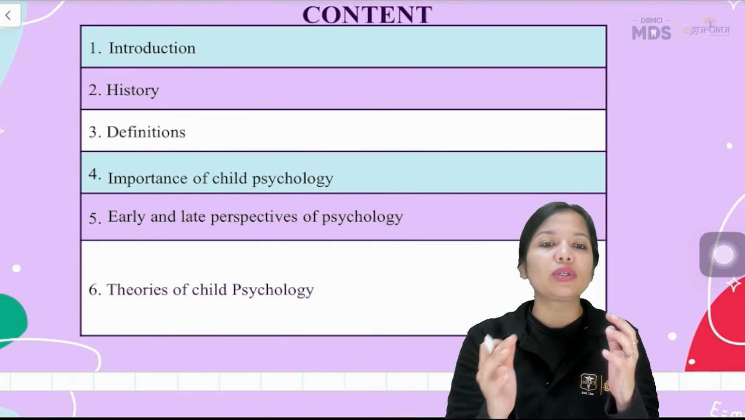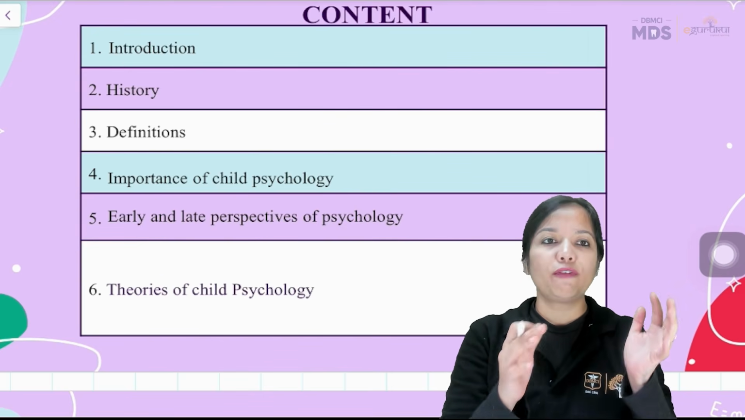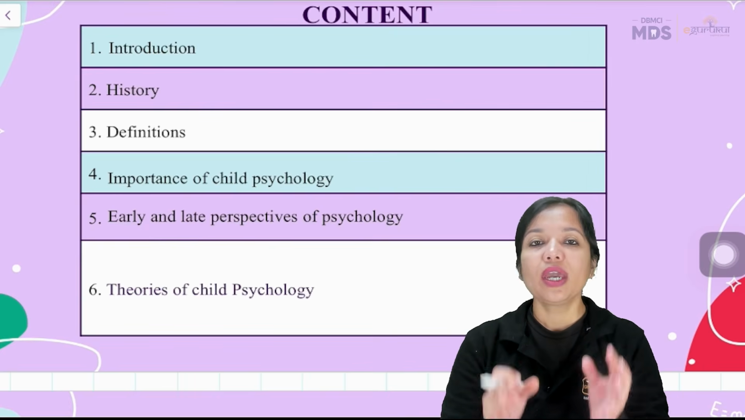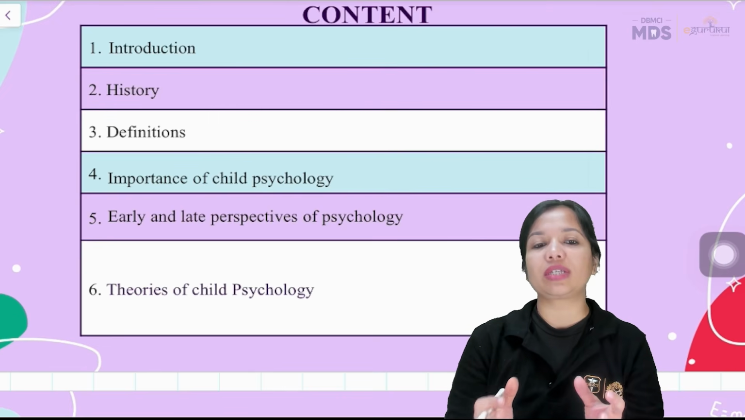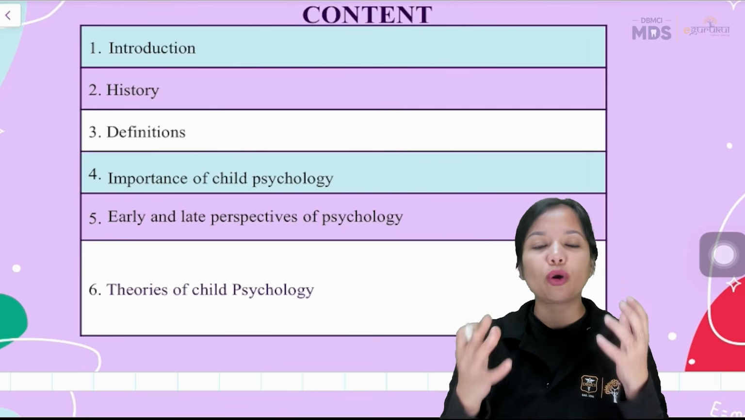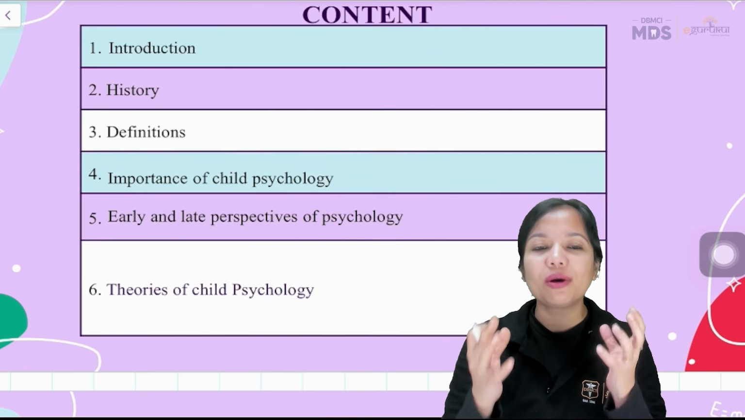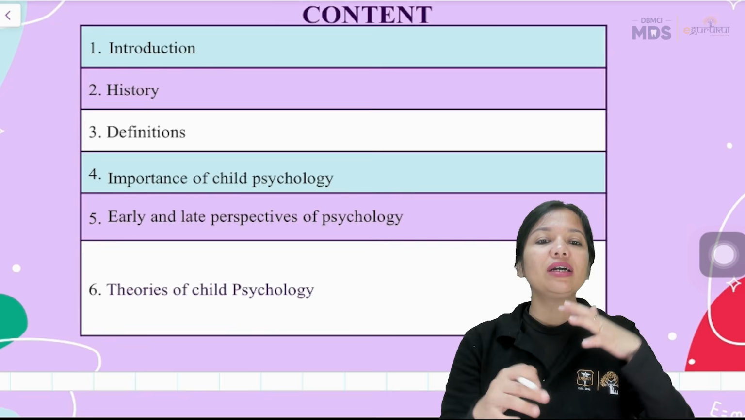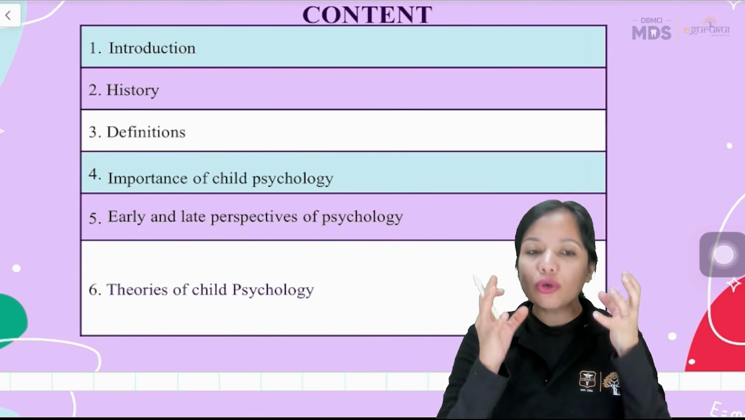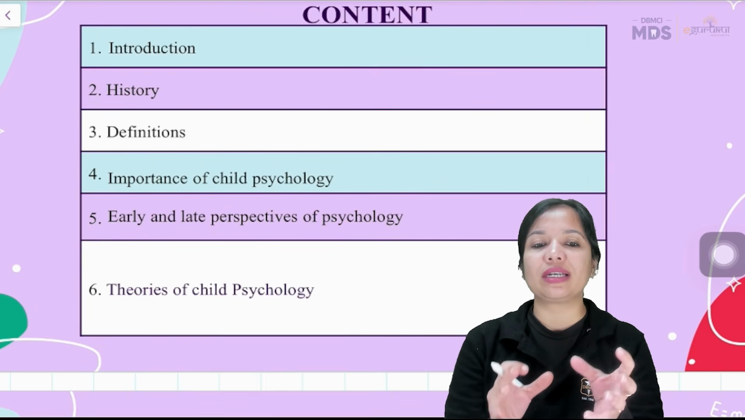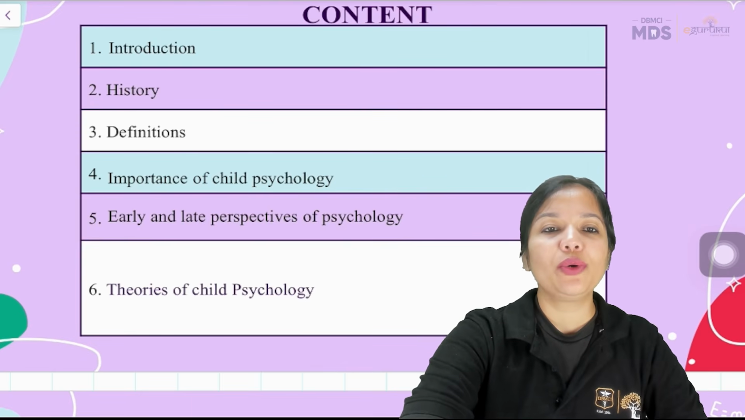We'll read a little introduction, we'll read about the history of child psychology, and we'll go through a few important definitions. Then we'll read why exactly it is important to read about child psychology. We are dentists, right? What we should be concerned about is just the dental treatment. Why do we want to read about the psychology of children? What were the early and the late perspectives of psychology? And at last, the most important part of this topic, that is the theories of child psychology. All right, so stay with me and you are going to love it.